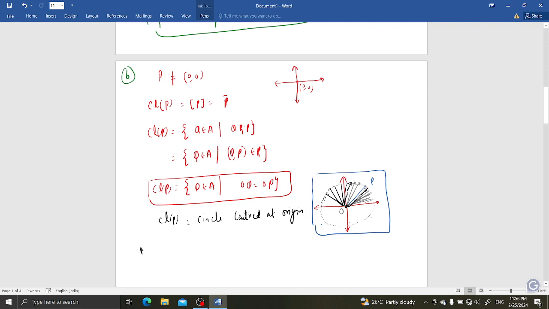Moreover, if P is any point except the origin, then we get the same thing.